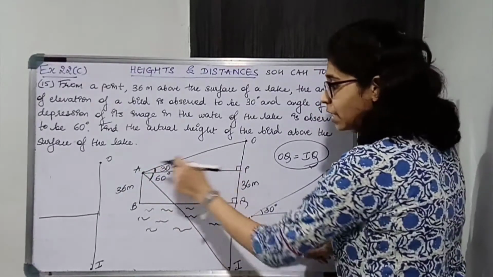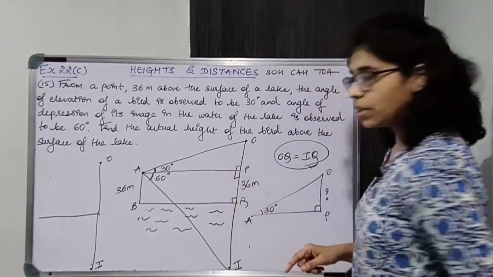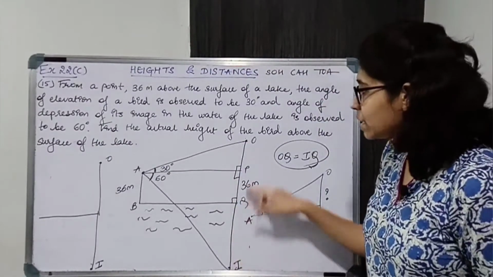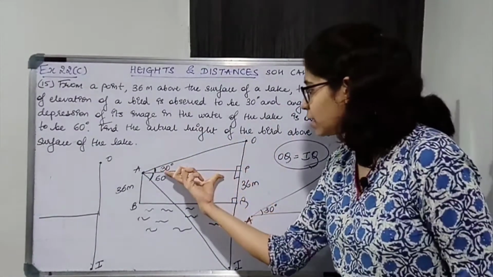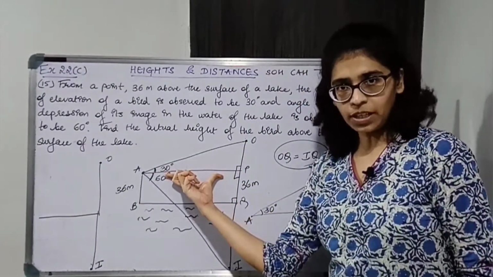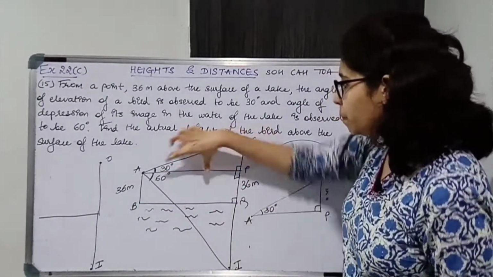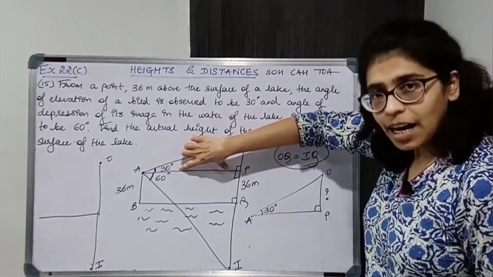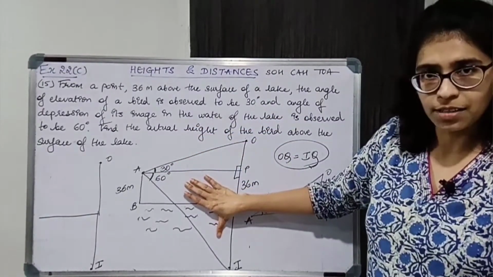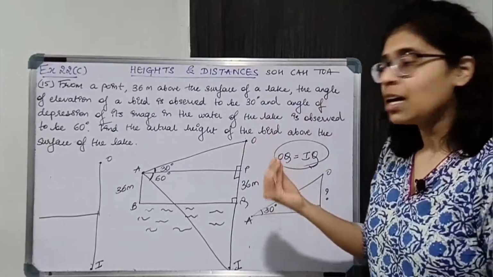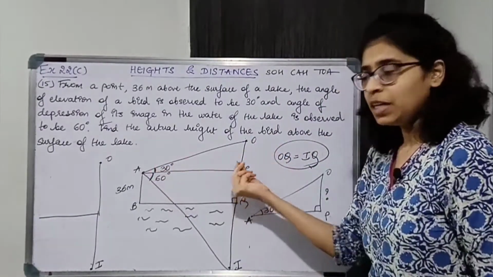Okay, this big right angle triangle. So we'll consider triangle IPA. In IPA there is AP. So we'll relate OP with AP, and that relation we'll use in this big triangle. So let us see how we can relate OP with AP.